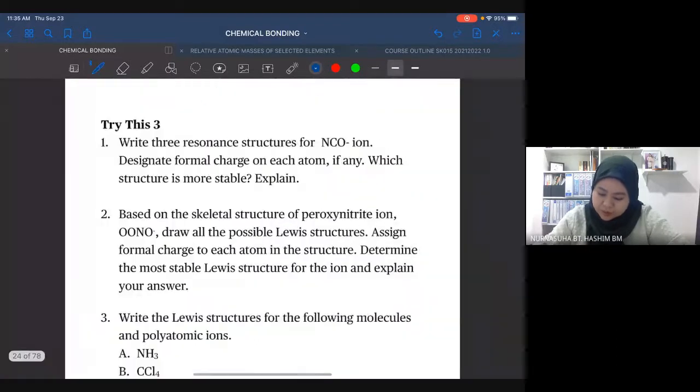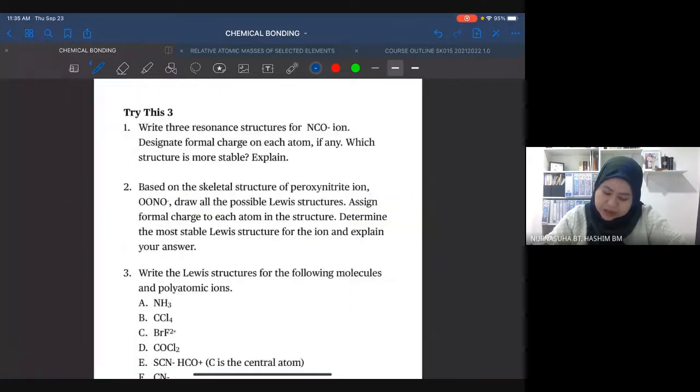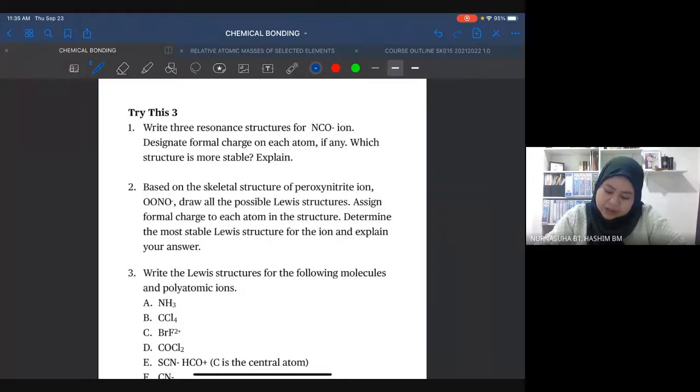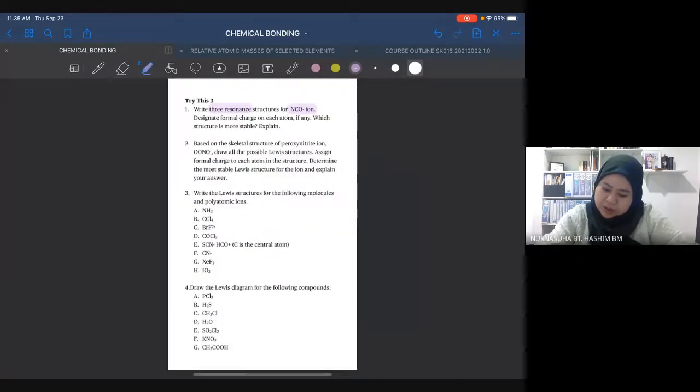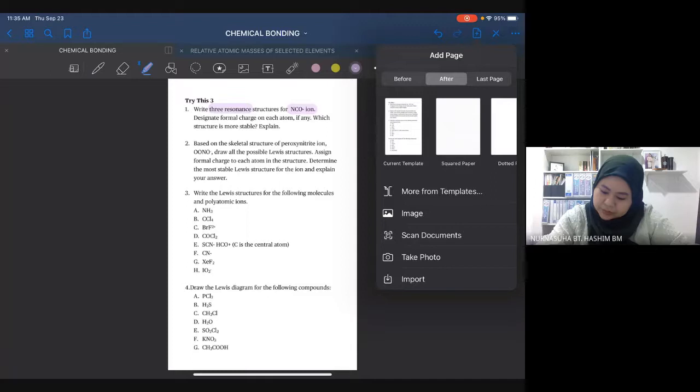Madam akan move on. Kita try jawab soalan. Write 3 resonance structure. Dia dah mention 3 resonance structure for NCO ion. Assign formal charge, maksudnya calculate formal charge on each atom jika ada. Which structure is the most stable? Explain. Okay. Sekejap ni dah tambah.